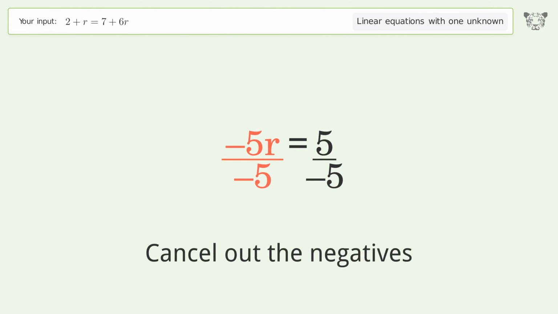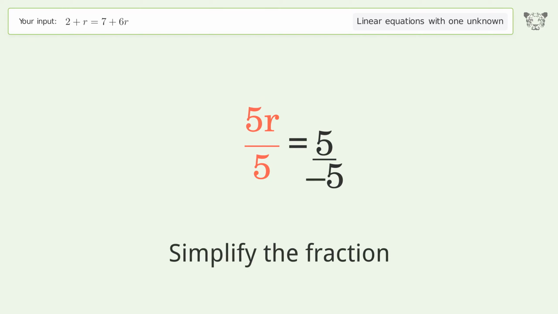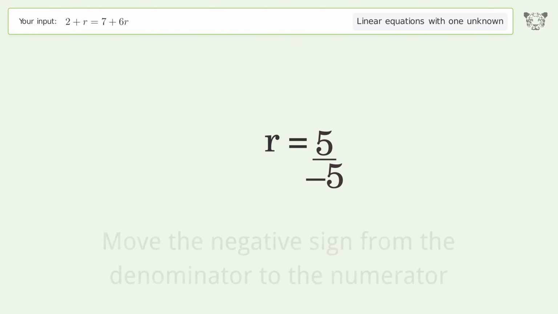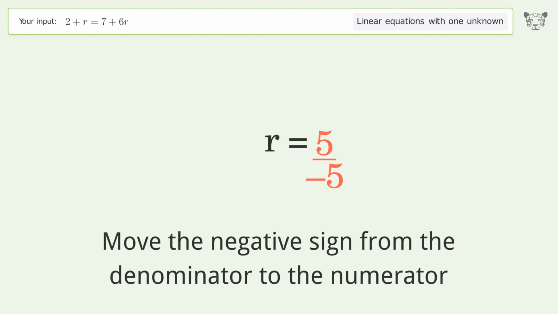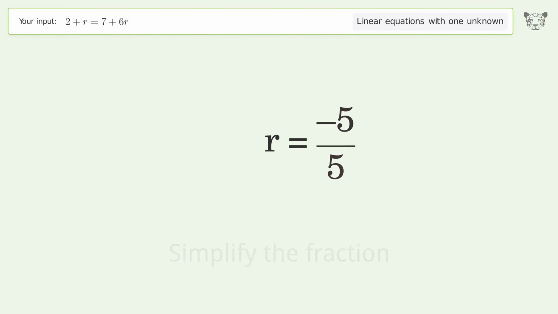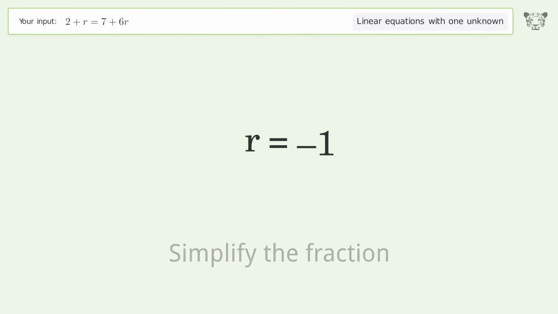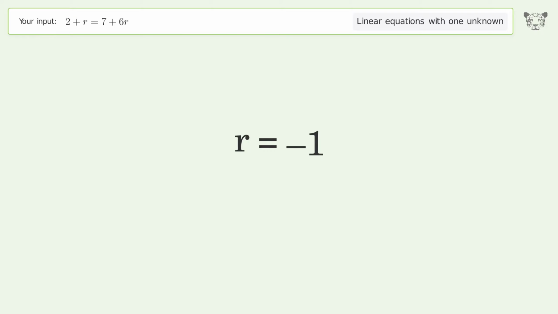Cancel out the negatives. Simplify the fraction. Move the negative sign from the denominator to the numerator. Simplify the fraction. And so the final result is r equals -1.